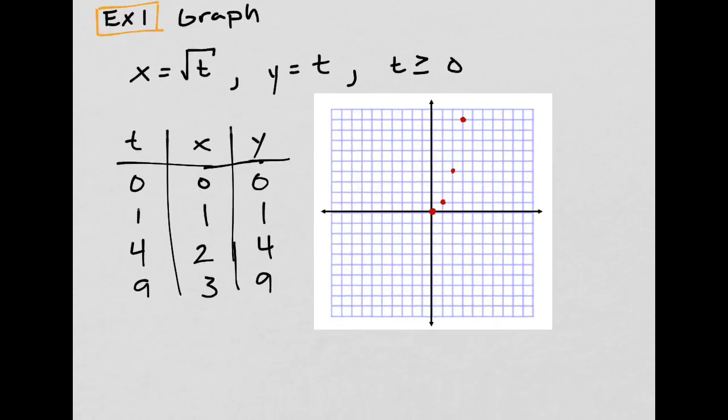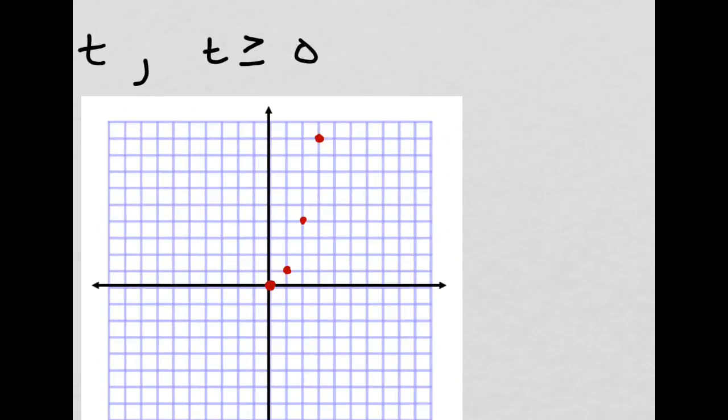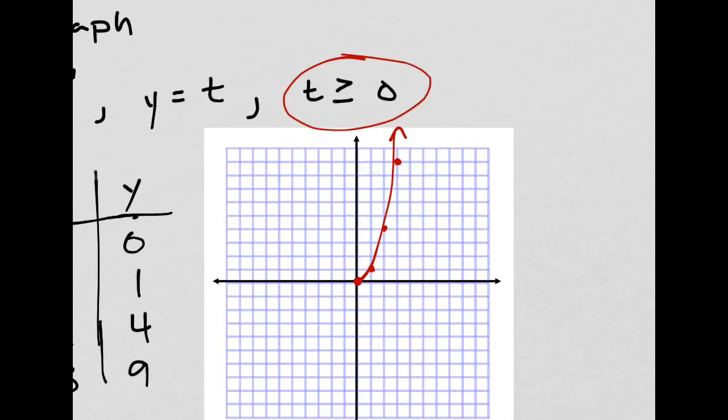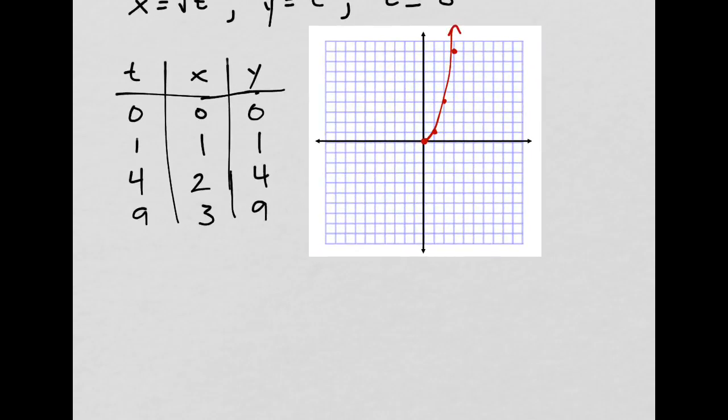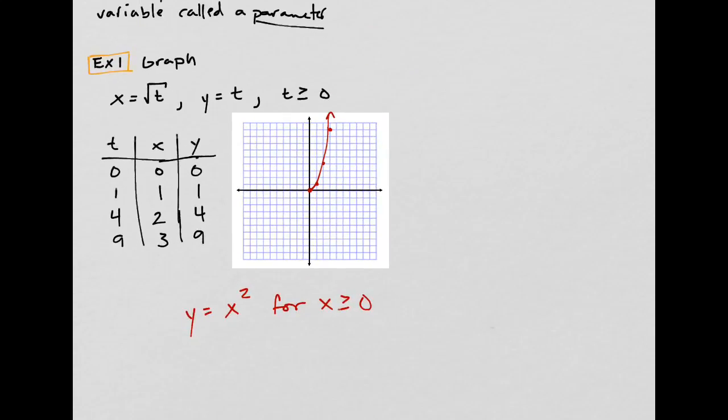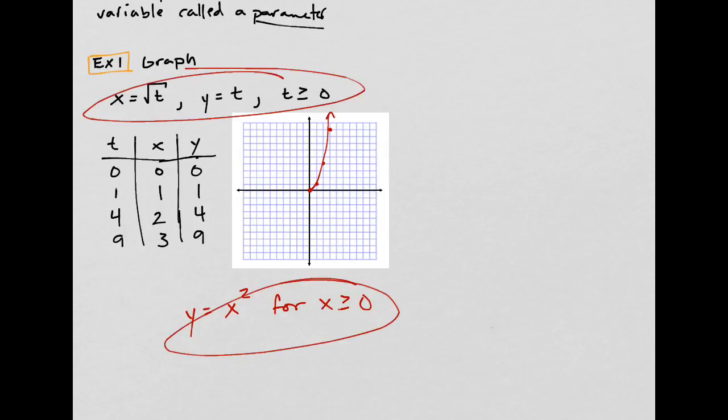Normally I'd be plugging in all the stuff in between, but it wouldn't come out evenly, so I just didn't do it. This is half of a parabola, right? Normally we have both sides. This is half of a parabola. That's just because t is like that. So this parametric equation does exactly what y equals x squared for x greater than or equal to 0. These two things are the same. It's just a different way of representing this.